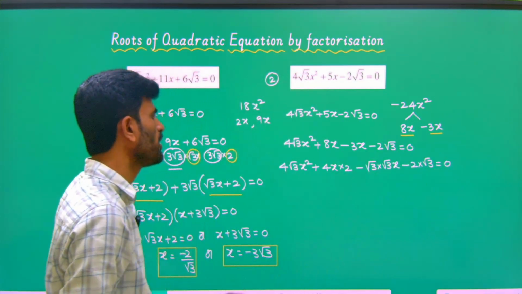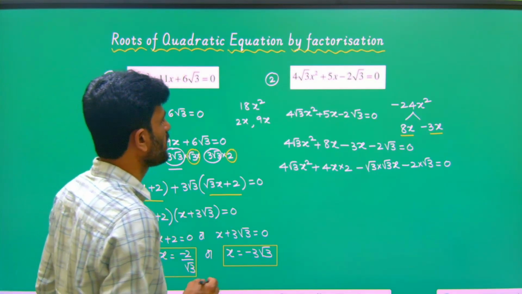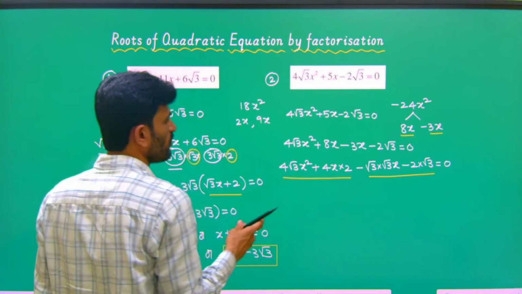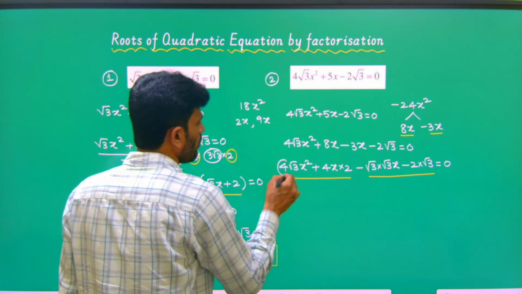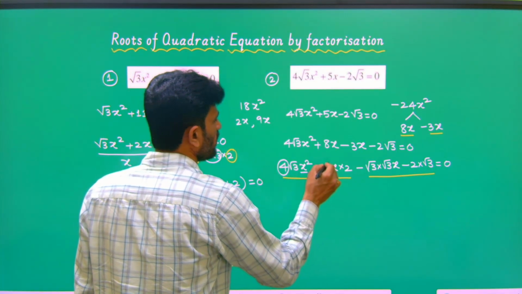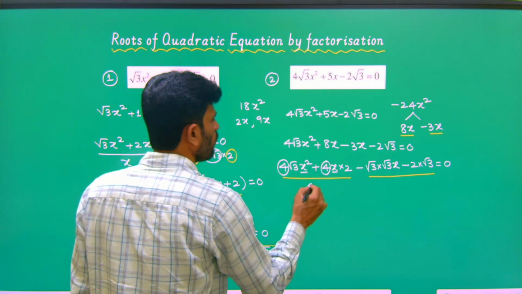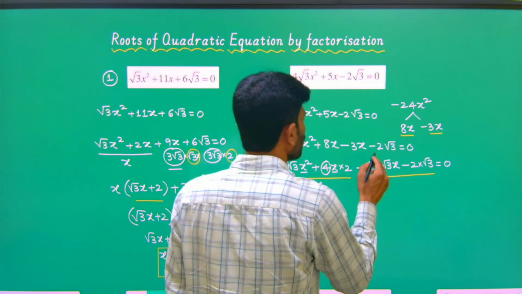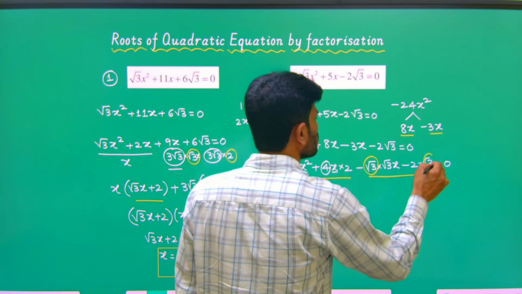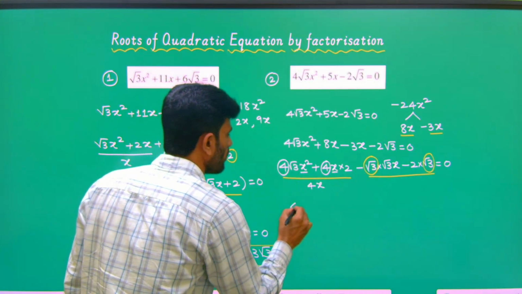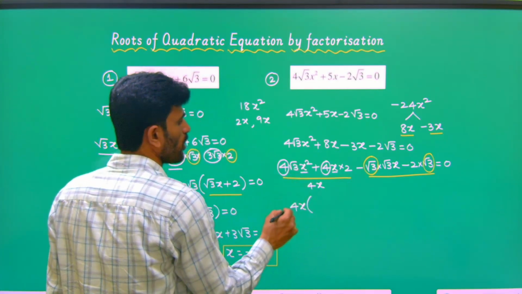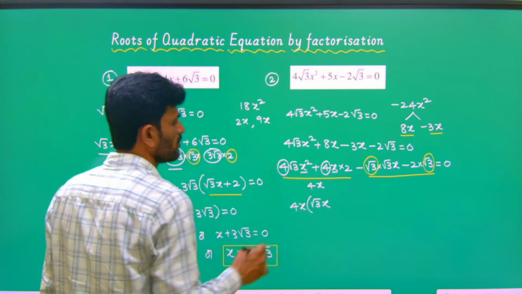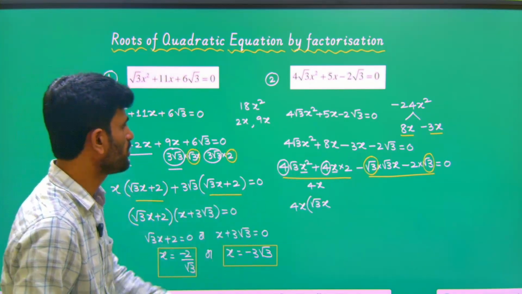So if you write like this, what happens? We can identify easily what is common in the first two terms and what is common in the next two terms. In the first two, we have 4 common and x common. So 4x is common in the first two terms, and here root 3 is common in the next two terms. So here I am taking 4x common. If you take 4x common, what is left over here? Root 3x will be left. 4x I have taken out, root 3x will be there inside.